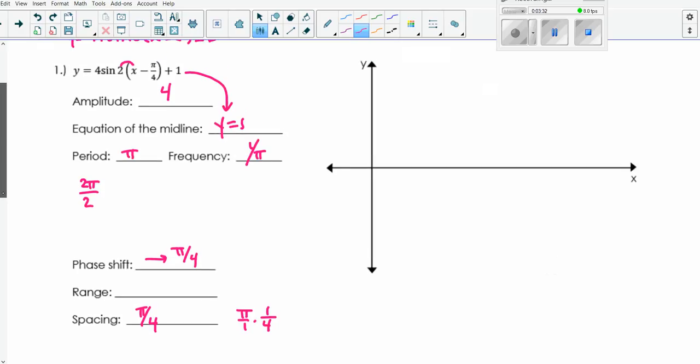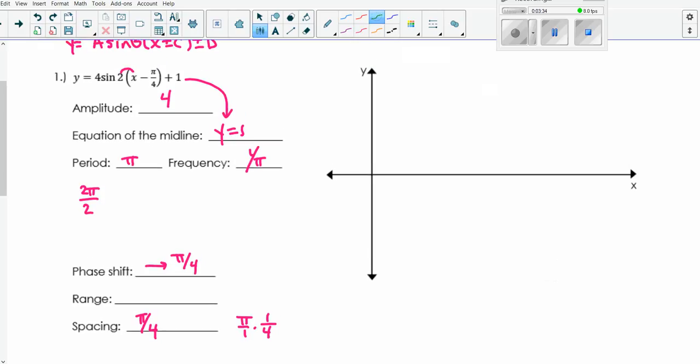Okay, so I go to my graph. The nice part with this is the phase shift. I move to the right pi over 4, and my spacing is pi over 4. So those being the same values are very nice. Then I don't have to worry about adding a common denominator. Okay, so instead of starting at 0, I'm going to start at pi over 4.